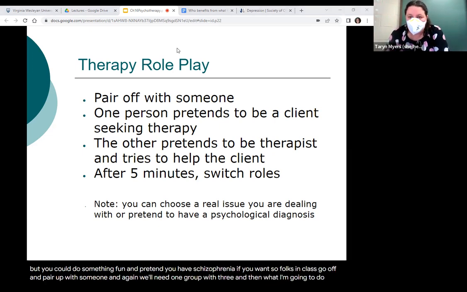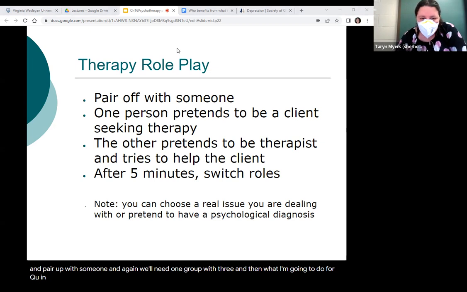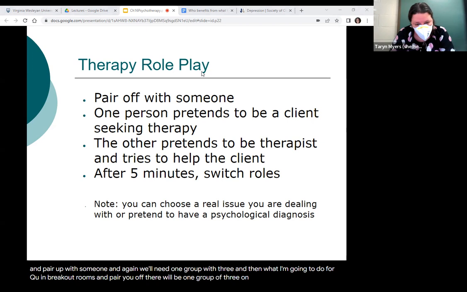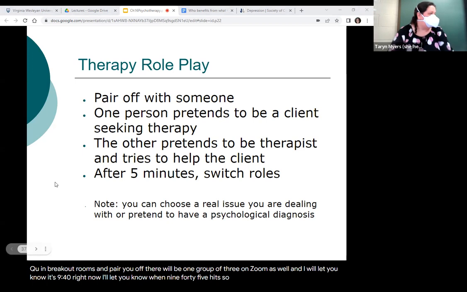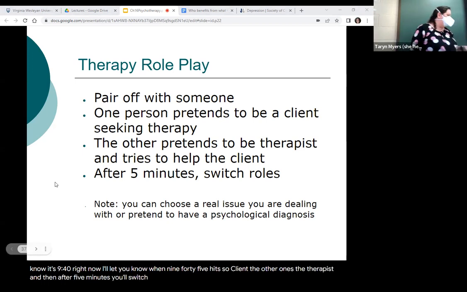And then what I'm going to do for the Zoom folks is go ahead and put you in breakout rooms and pair you off. There will be one group of 3 on Zoom as well. And I will let you know, it's 9:40 right now. I'll let you know when 9:45 hits. So opening, one person is pretending to be the client, the other one's the therapist, and then after 5 minutes, just switch.